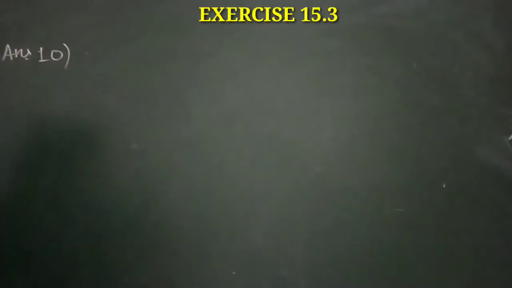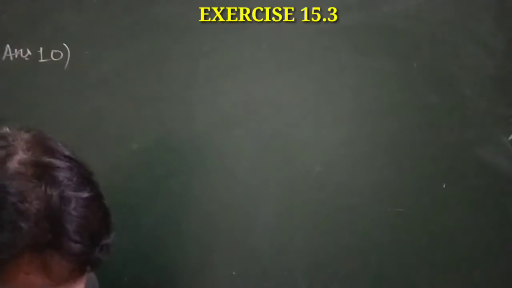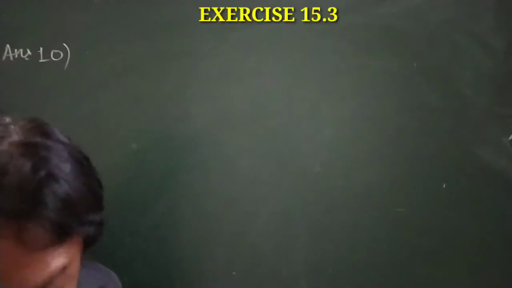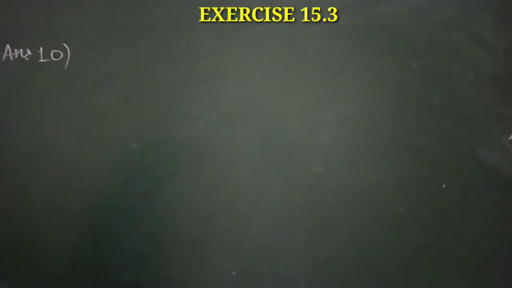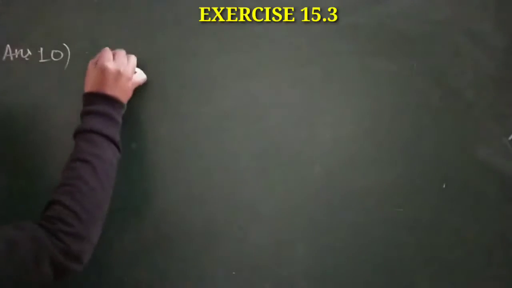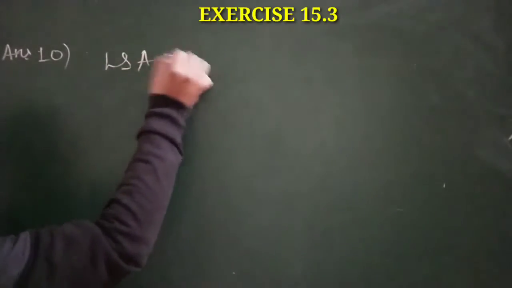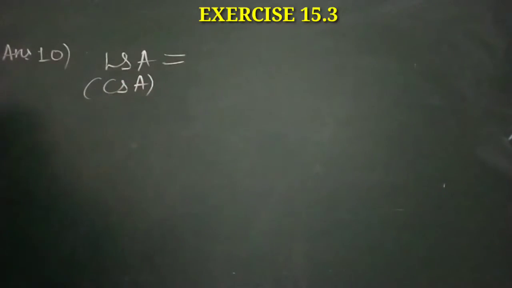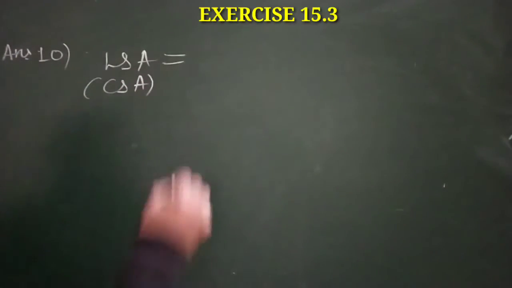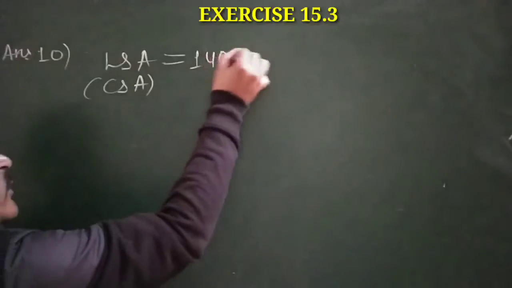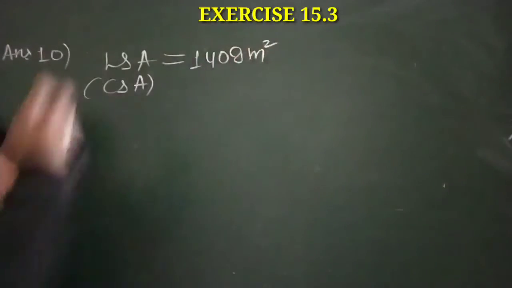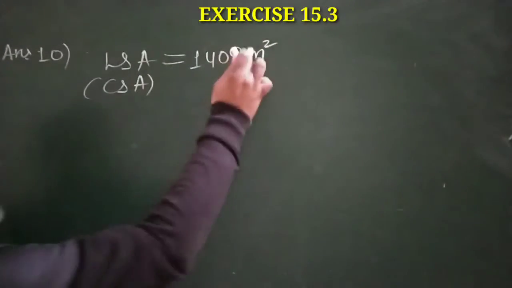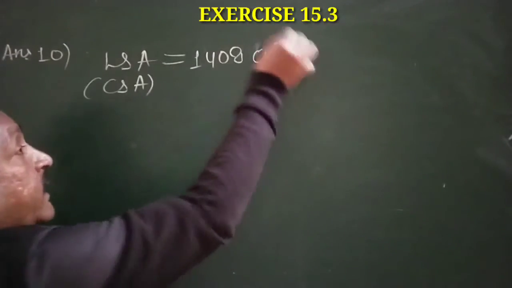Okay, students. Now see on the board question number 10. In question number 10, it is given the lateral surface area of a hollow cylinder is 1408 centimeter square. Lateral surface area, we all know, is actually the curved surface area. It is given as 1408, not meter square, it is actually centimeter square.